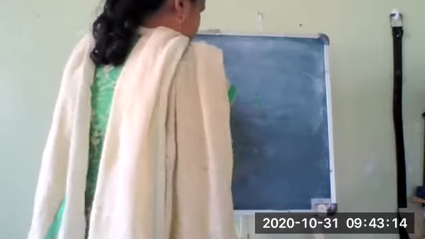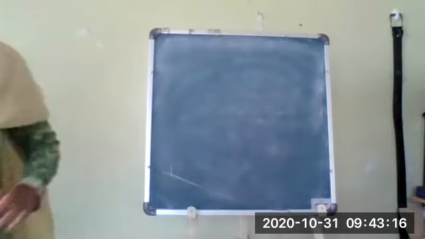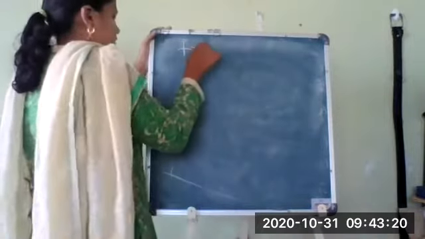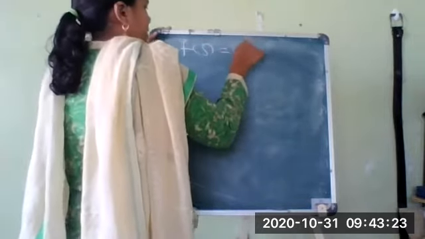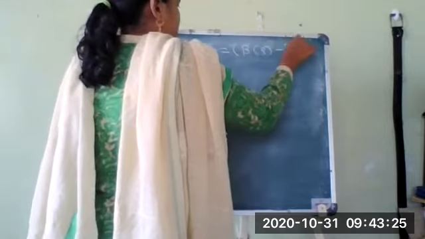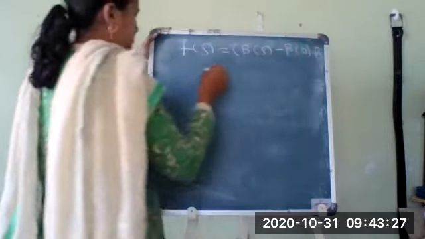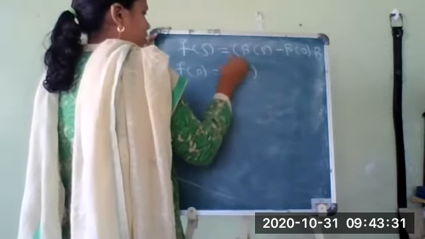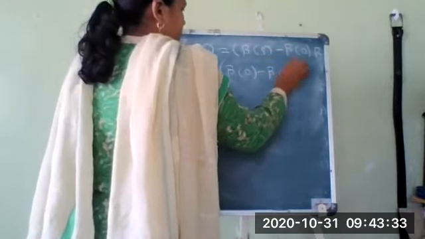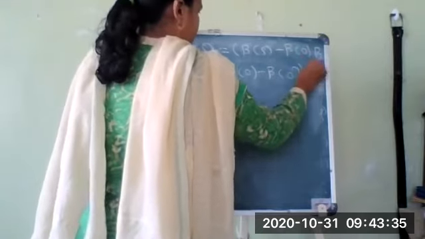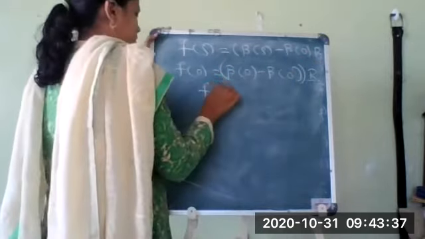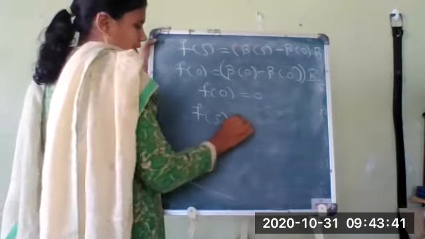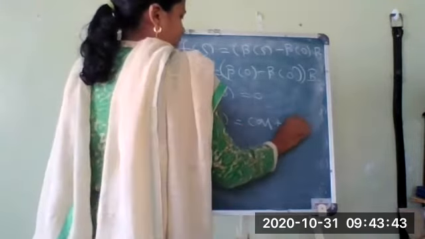If f of s is a constant function, what is the value if I put s equal to 0? Let me write down once again: f of s is (beta of s minus beta of 0) dot b. So what will be f of 0? It will be beta of 0 minus beta of 0. Putting s equal to 0 in this equation, we get the value of f of 0 is equal to 0.